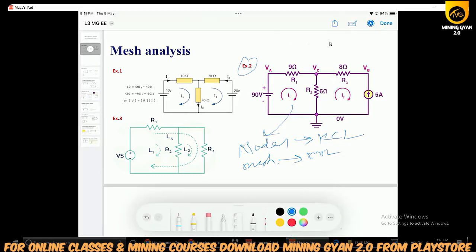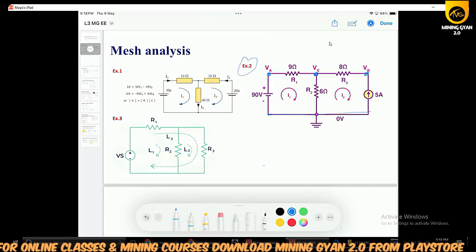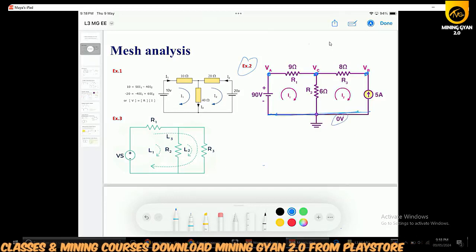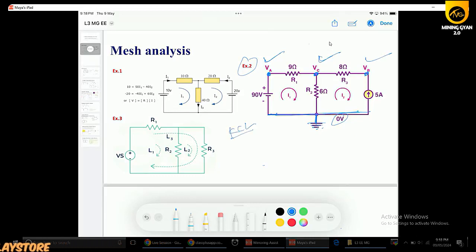Let us see. As you know, this is node number 1, this is node number 2, and this is node number 3, and this will be the reference node, which is grounded at 0 volts. So there are 3 nodes, and these nodes have the potentials VA, VB and VC. So how to write the KCL equation? Now we will see the KCL equation. First we have to consider node number 1.